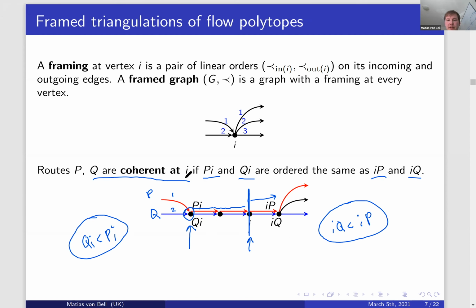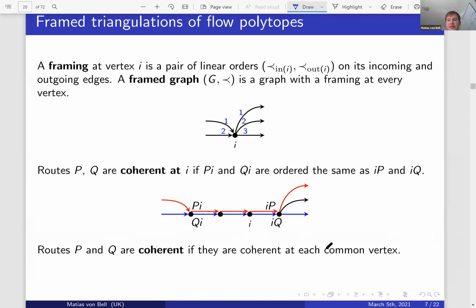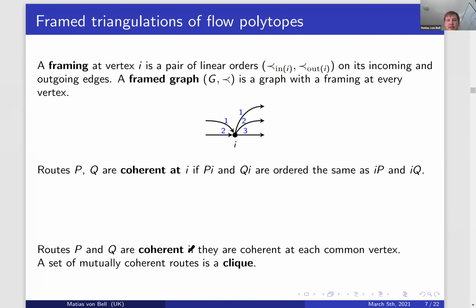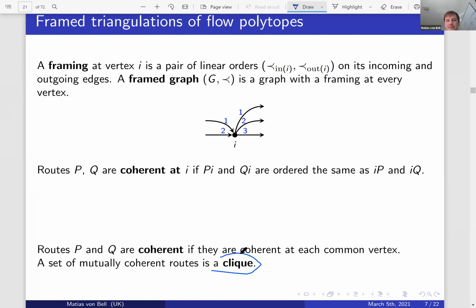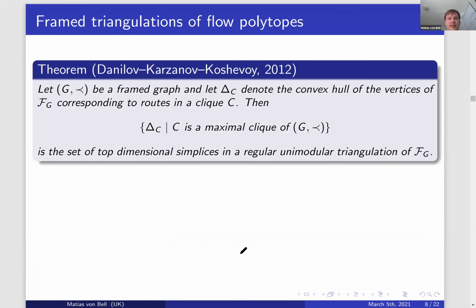And with this coherence relation, at a vertex I, we can then say that two paths are coherent if they're coherent at every common vertex. And then we can collect these mutually coherent routes into what's called a clique. And this will now allow us to define a framed triangulation of a flow polytope.